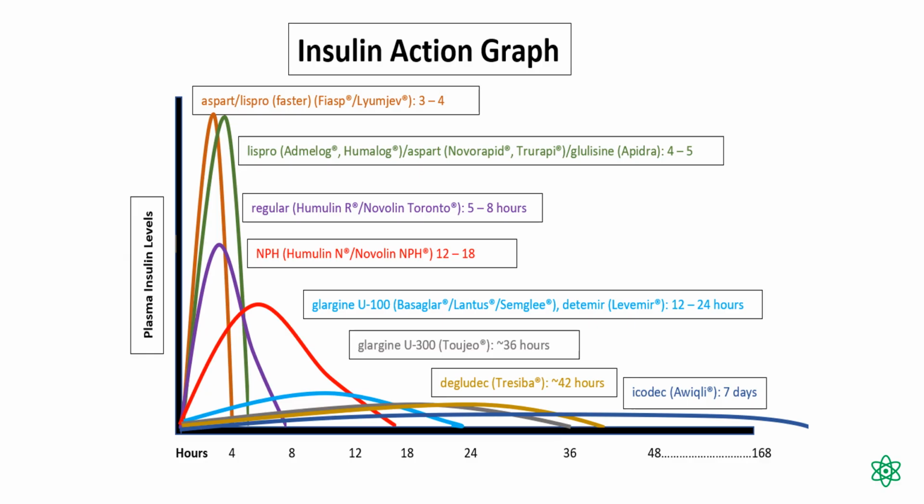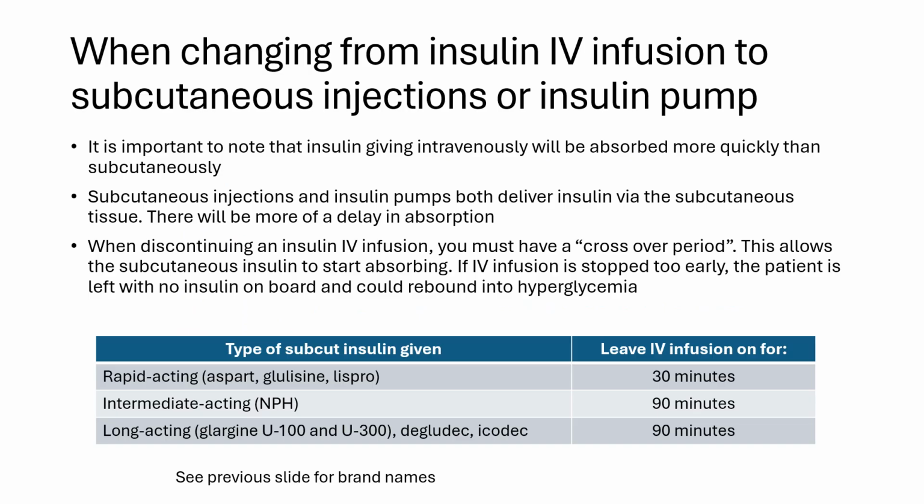You would never want to treat with NPH or glargine, any of these Tresiba, Toujeo, or a weekly. Those are long-acting insulins. They will take far too long for the glucose to come down. Now, when you want to change them from the insulin IV drip infusion to the subcutaneous injection or their own personal insulin pump, it's important to know that insulin given intravenously is absorbed much more quickly than subcutaneously.